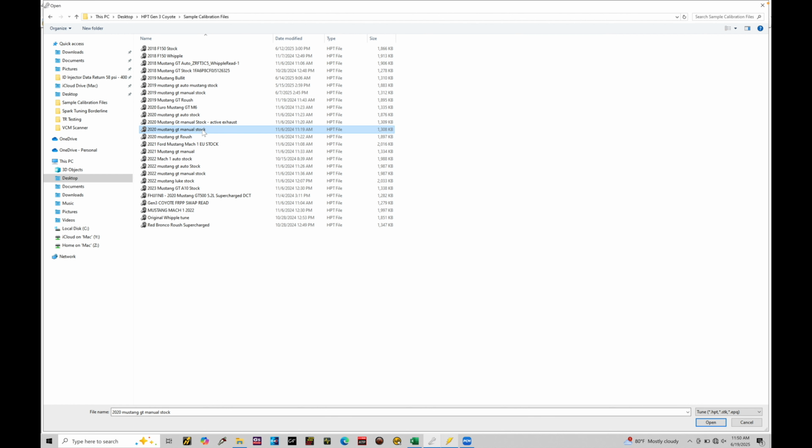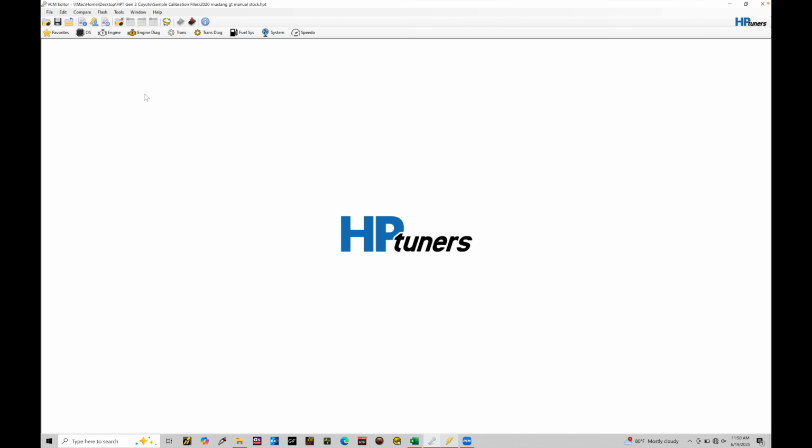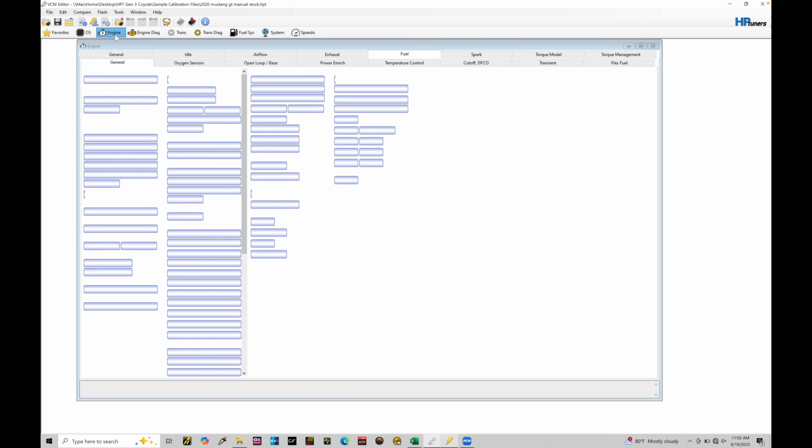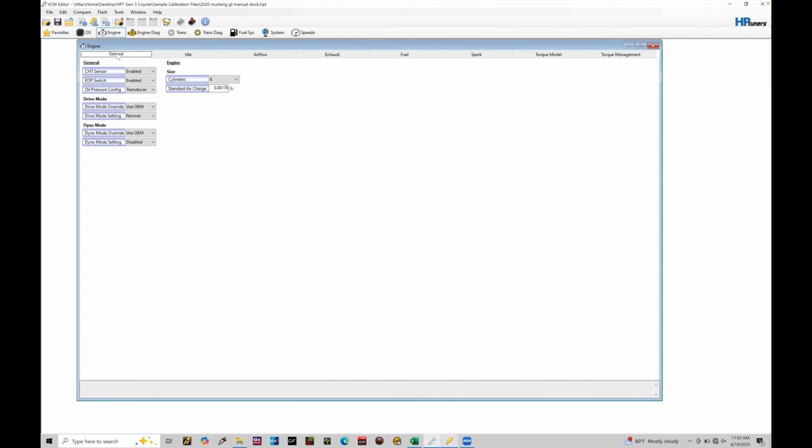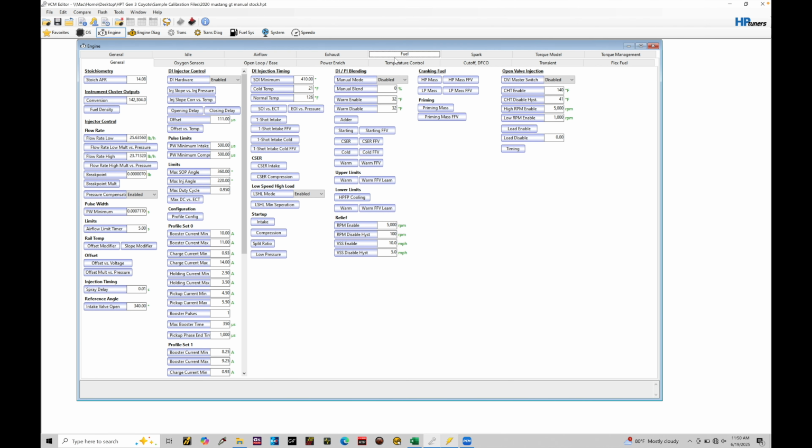I'm going to open up, in this case, 2020 Mustang GT manual stock, and we're going to move into our engine tab, and we're going to go here under General, move over here to Fuel. We're going to be working in our General tab, looking specifically at our cranking and priming fuels here. We're also going to be talking about our DI-PI blending that we can find right in here, to make a little bit better sense of this, how it transitions between direct and port injection and why that actually happens.